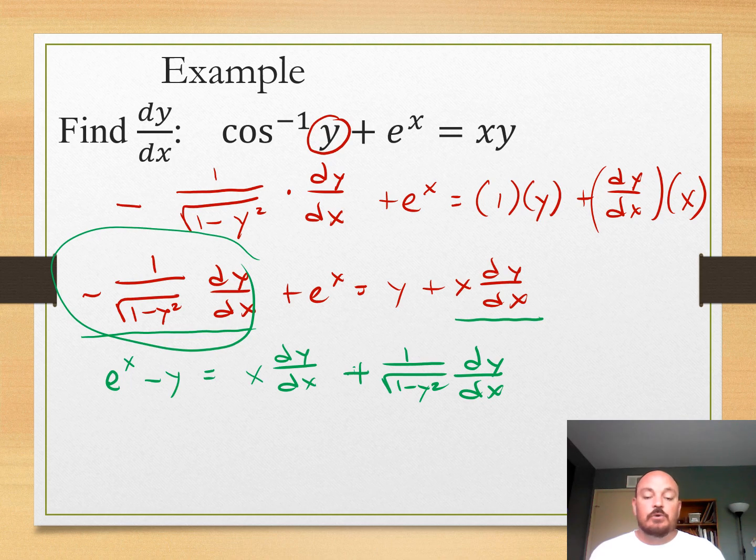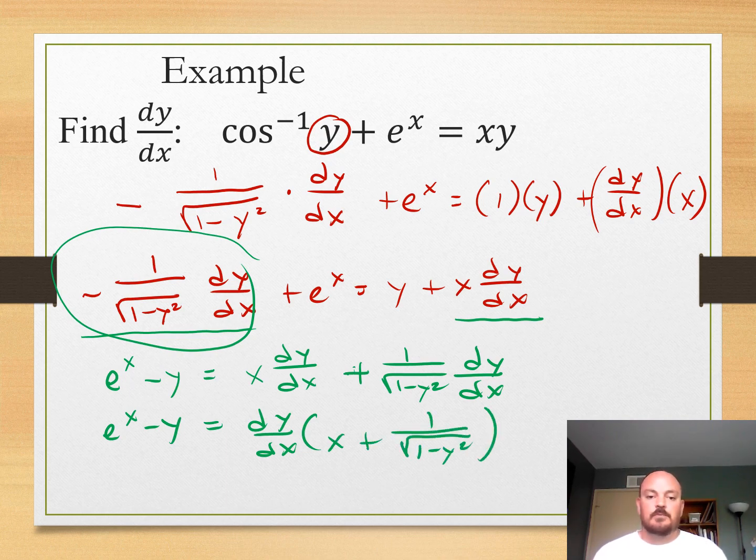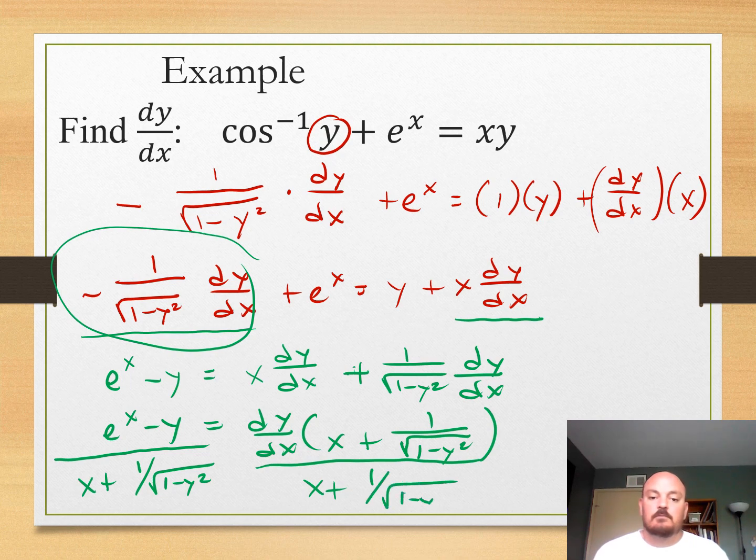Okay. Now once you get them grouped, you're always 2 steps away from the answer. Step 1 is to factor it out. And then step 2 is to divide both sides by whatever is left over after you factored it out. So I'm going to divide by x plus 1 over the square root of 1 minus y squared. Which will cancel all of that.